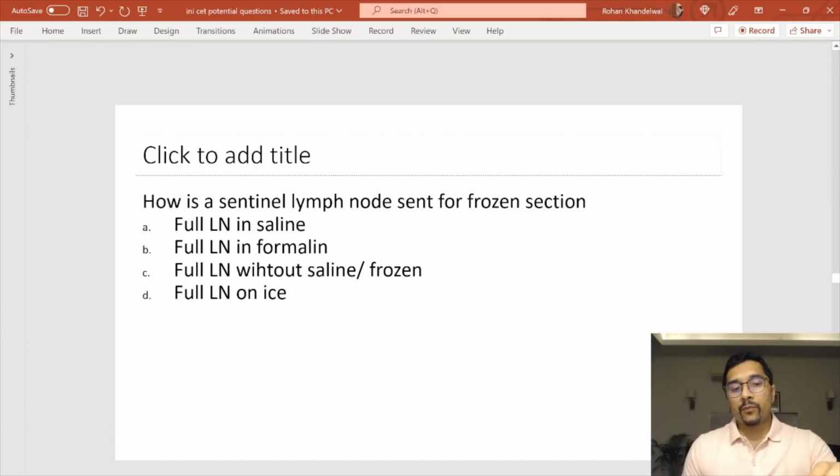Frozen section is important, and for frozen section we send the tissue without saline or formalin, right? Without saline or formalin, that is how we send the tissue. Please remember that. And frozen sections can be used to know if the lymph node is positive or not, sentinel lymph node, to know if the margins are positive or not. All these we can know by frozen section. We send the tissue without saline or formalin.